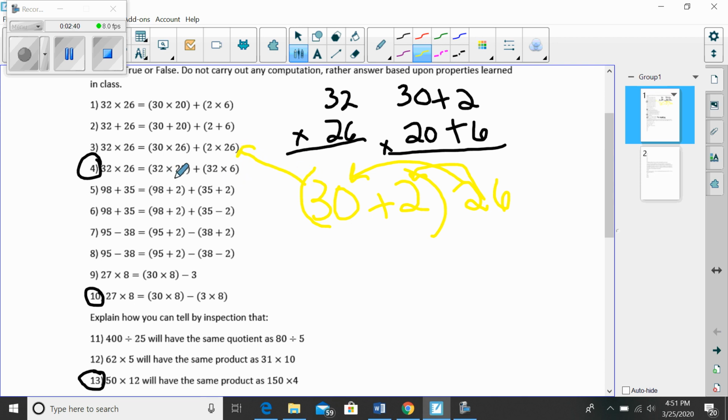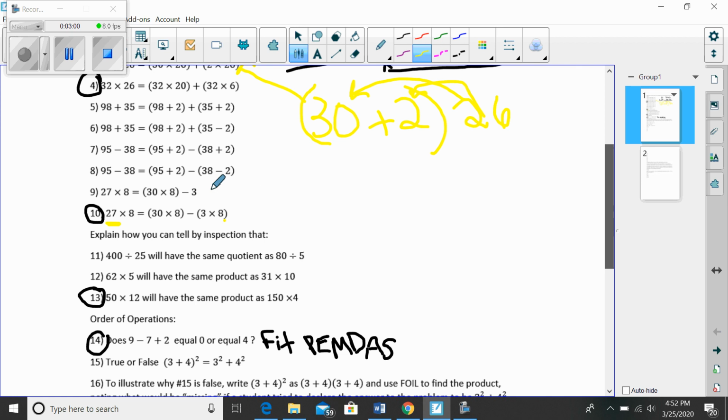Okay, so you'll do something very similar for number 4. And number 10, you'll also have to show me how this illustrates the distributive property. So think about replacing 27 with its equal, right? What minus what equals 27 that could help you show how this illustrates the distributive property.